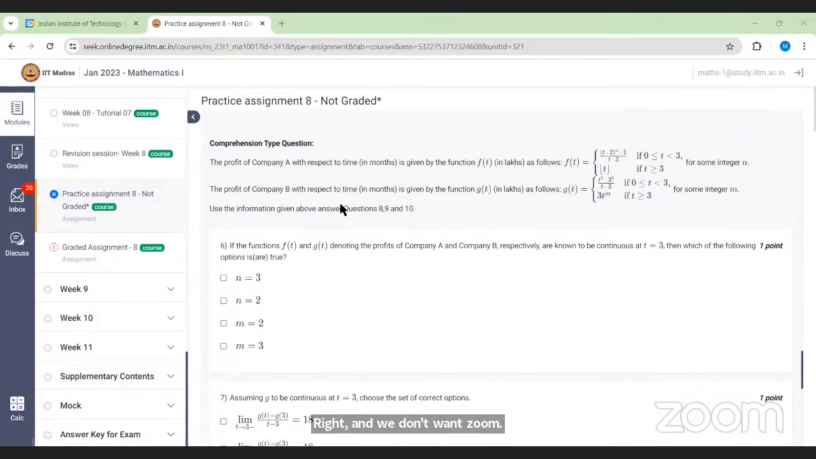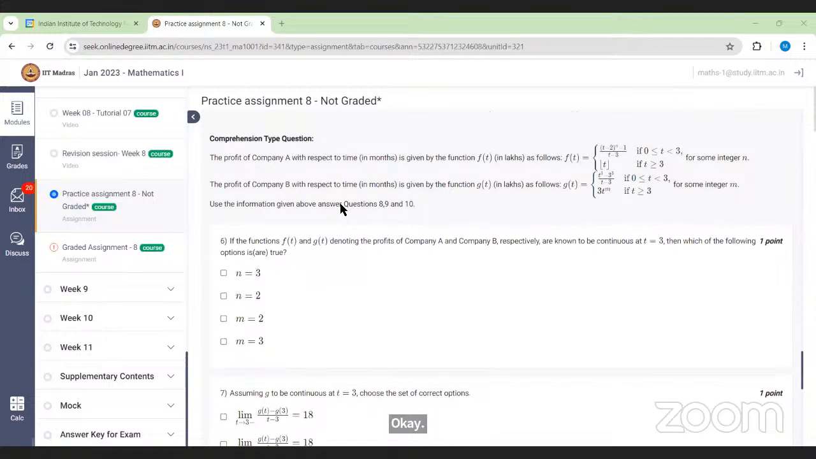Look, the sixth one: we already told that left-hand limit is equal to right-hand limit is equal to the value of the function. From this, you can find out the value of n. Similar kind of thing you will do with g. You will find out the value of n.